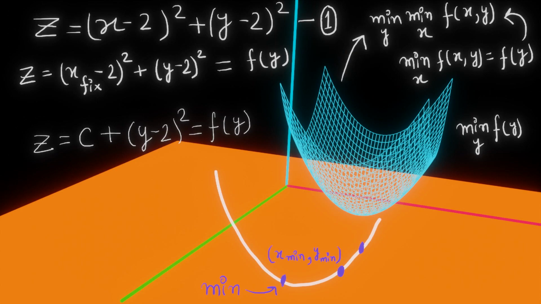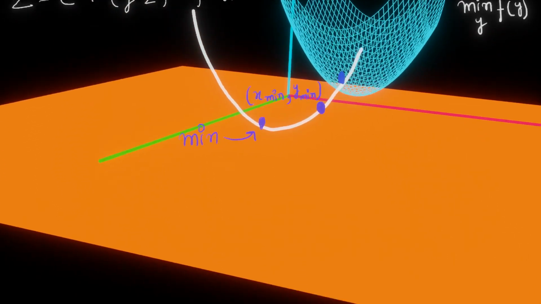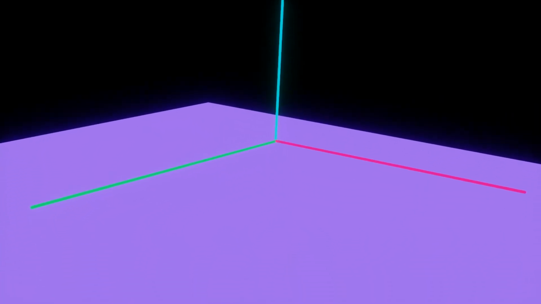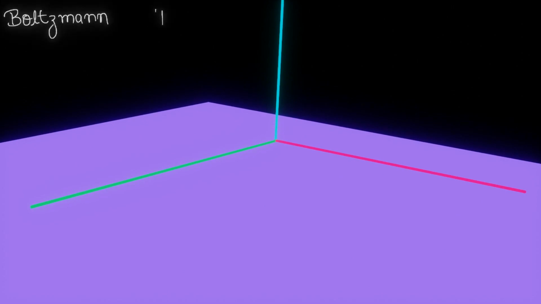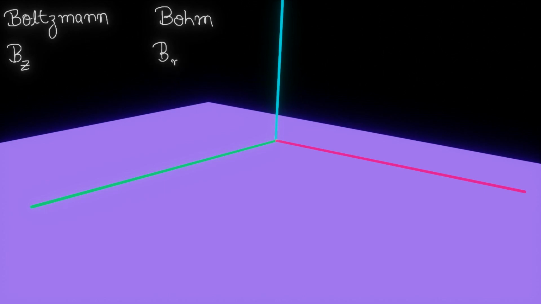Now that we have seen the visualizations of minimization, let's move towards how the GAN works. Let's say we have two people or two players, one Boltzmann and the other Bohm. Boltzmann will be represented by the symbol capital B with a subscript Z, and I'll call it BZ. And Bohm will be represented by the capital B with a subscript M, and I'll call it BM. Let's say Bohm and Boltzmann are playing a game. The rules of the game are as follows.